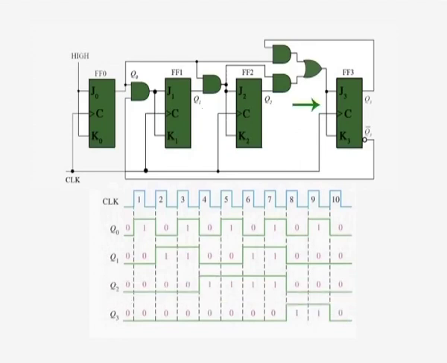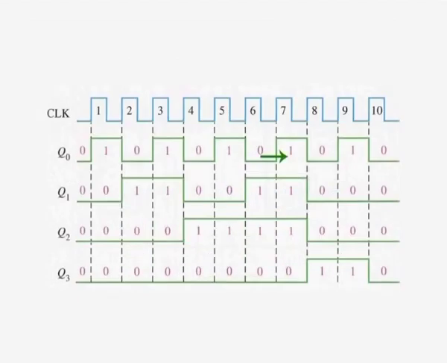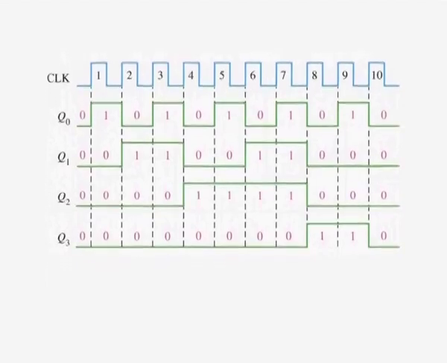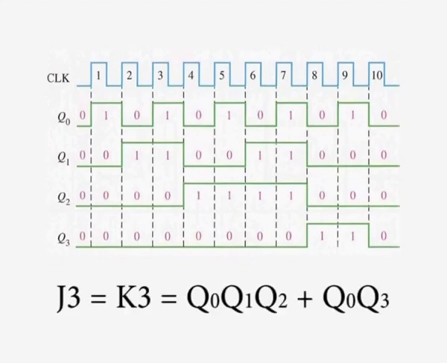Finally, flip-flop 3 or Q3 changes to the opposite state on the next clock pulse each time Q0 is equal to 1, Q1 is equal to 1 and Q2 is equal to 1, that is state 7, or when Q0 is equal to 1 and Q3 is equal to 1, that is state 9. The equation for this is as follows: J3 = K3 = Q0 · Q1 · Q2 + Q0 · Q3.